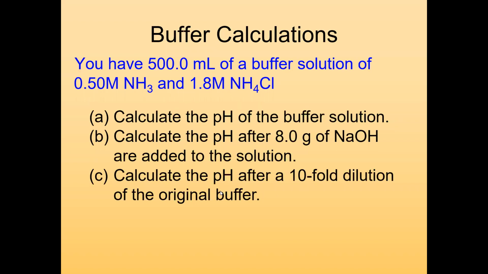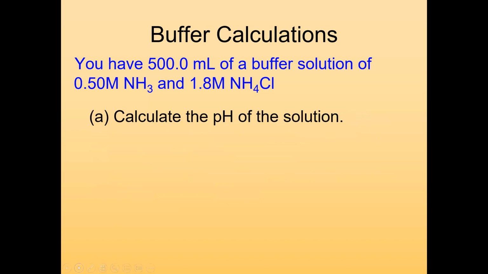All right, so let's look at another buffer problem. Here we have 500 milliliters of a buffer solution that has 0.5 molar ammonia and 1.8 molar ammonium chloride. First it wants us to calculate the pH of the buffer solution, then calculate the pH after 8 grams of base are added, and then it wants us to calculate the pH after a 10-fold dilution of the original buffer. So this looks at what happens if a buffer is diluted.